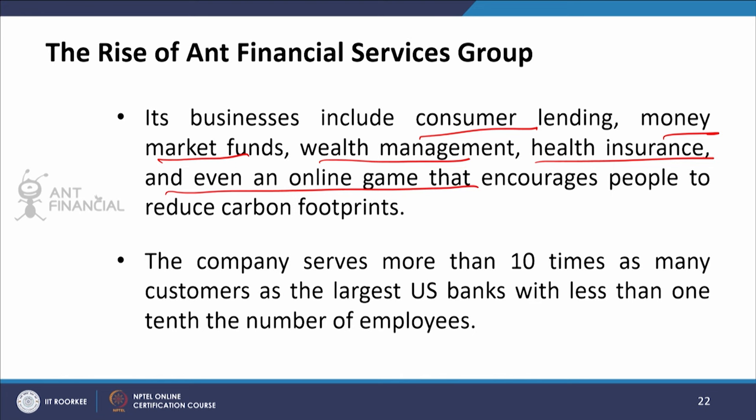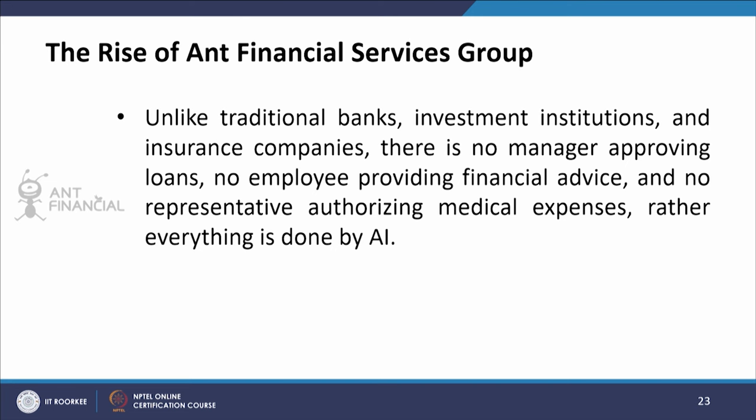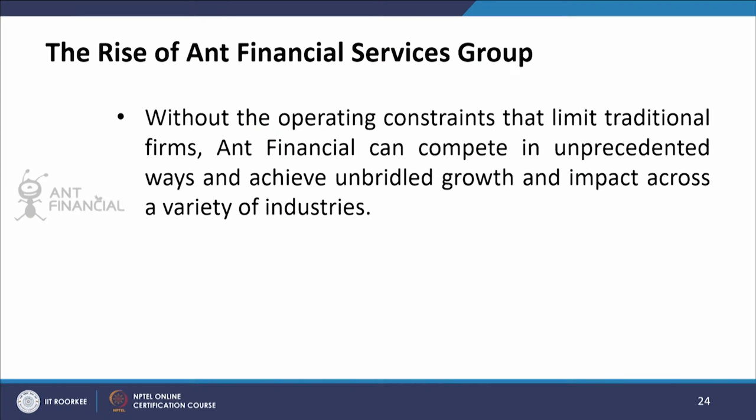The company serves more than 10 times as many customers as the largest US banks, with less than 1/10 the number of employees. Now you see, this is the efficiency and effectiveness that has come in. They have 10 times more customers with 1/10 of the employees. Unlike traditional banks, investment institutions, and insurance companies, there is no manager approving loans, no employee providing financial advice, and no representative authorizing medical expenses. Rather, everything is being done by AI. Without the operating constraints that limit traditional firms, Ant Financial can compete in unprecedented ways and achieve unbridled growth and impact across a variety of industries.